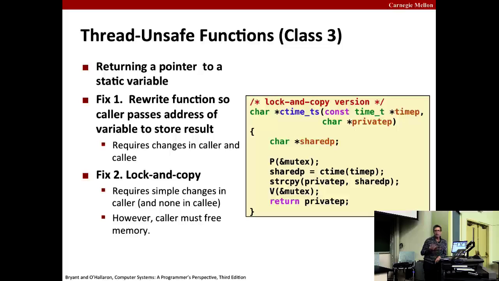Okay, so by using lock and copy, we have to make changes. We have to write this new function, but it's fairly simple. And then we have to make changes every place in our program where we call ctime. We have to update those to calls to ctime underscore ts and create this local string array. Okay. Yes.